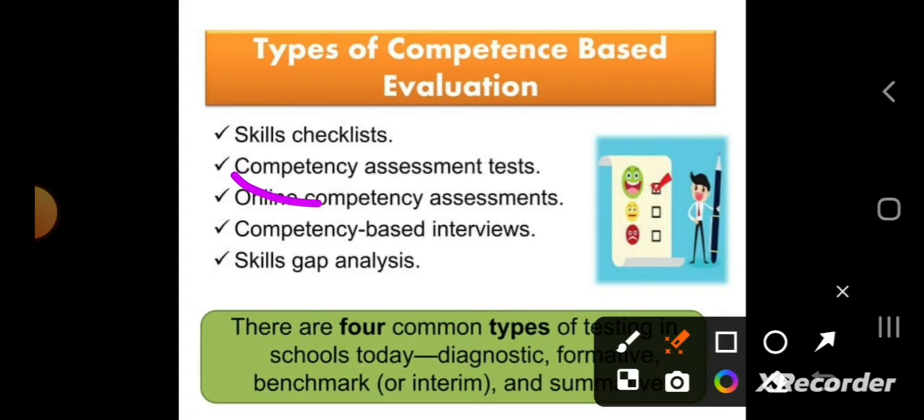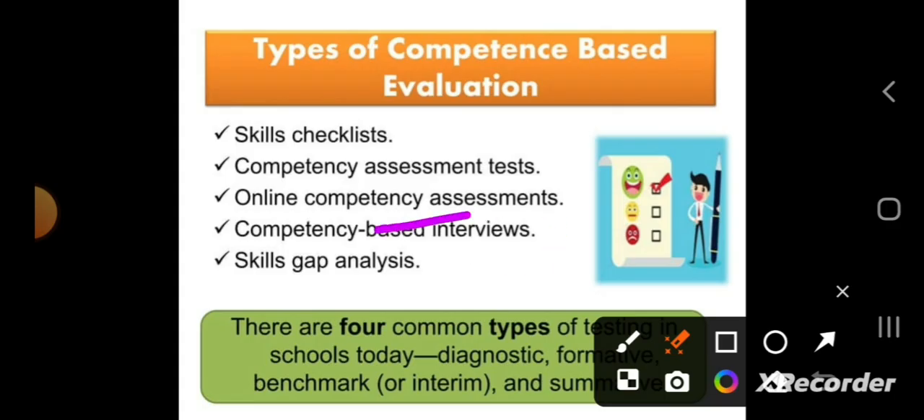Competency assessment test. Standardized tests designed to measure an individual's ability to perform specific tasks or demonstrate knowledge in a particular area. These tests can be either practical or theoretical. Online competency assessment. Digital platforms that allow individuals to complete assessments remotely. These can include quizzes, simulations, or interactive tasks that evaluate competencies in a flexible manner.